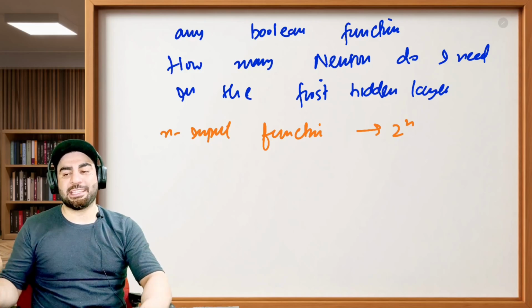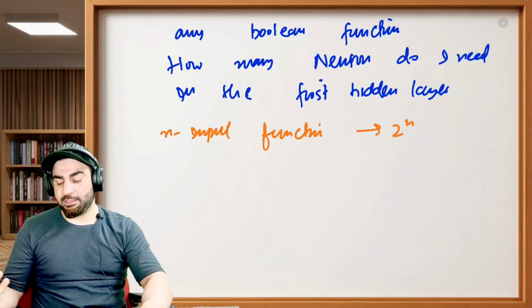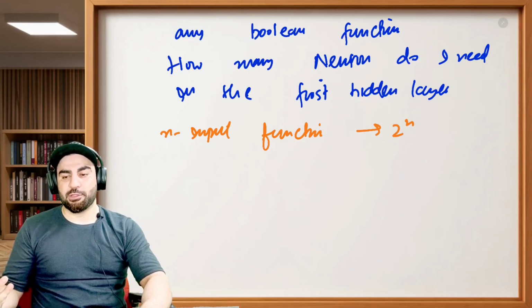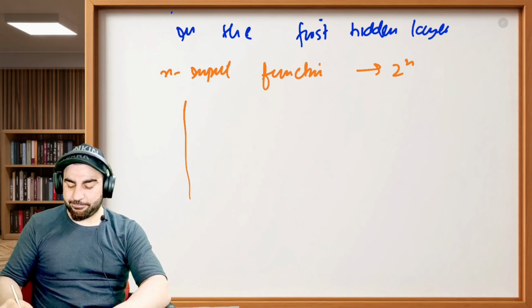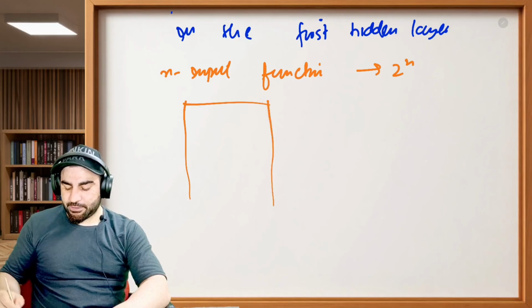Okay, so let's see, can we do something better than this? Can we somehow decrease the number of neurons which we use? So this is the case that we want to do. I'll take some examples. The example that I'll take, let's suppose, is of this nature. So I'll have a Boolean function, say of 16 inputs.